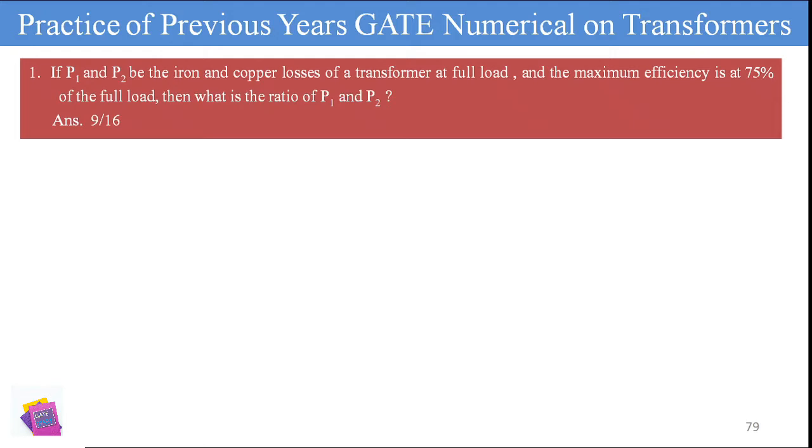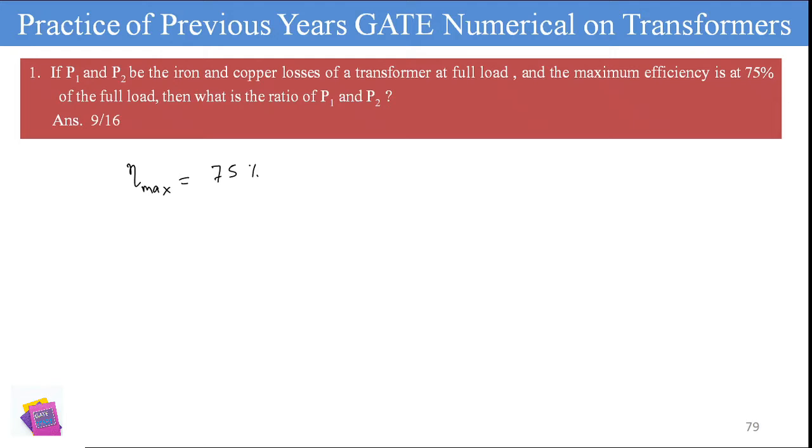First numerical. If P1 and P2 be the iron and copper losses of a transformer at full load, and maximum efficiency is at 75% of the full load, then what is the ratio of P1 and P2? P1 is the iron loss and P2 is the copper loss, and maximum efficiency is given to you as 75%. So you have to tell what will be the ratio of P1 and P2.